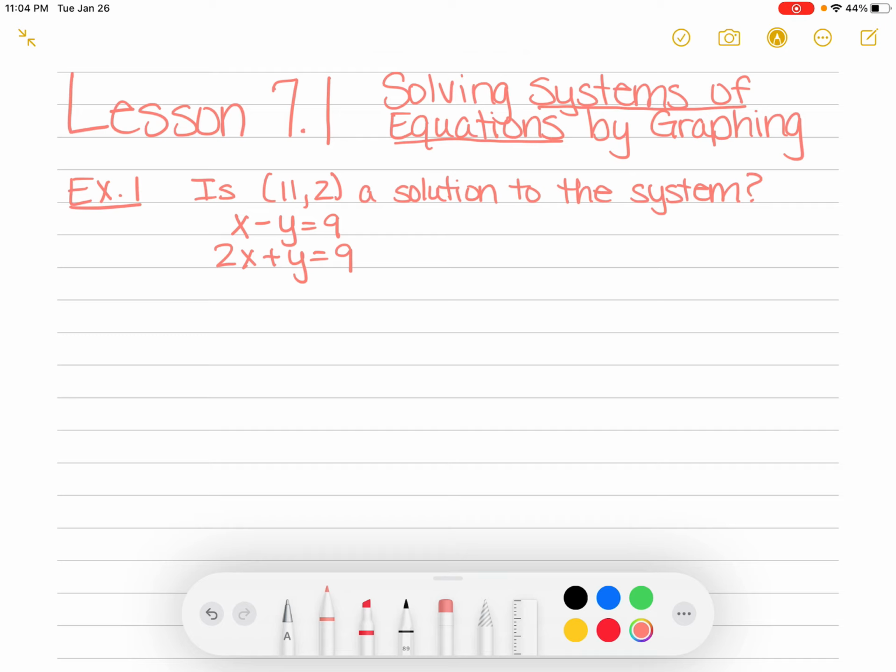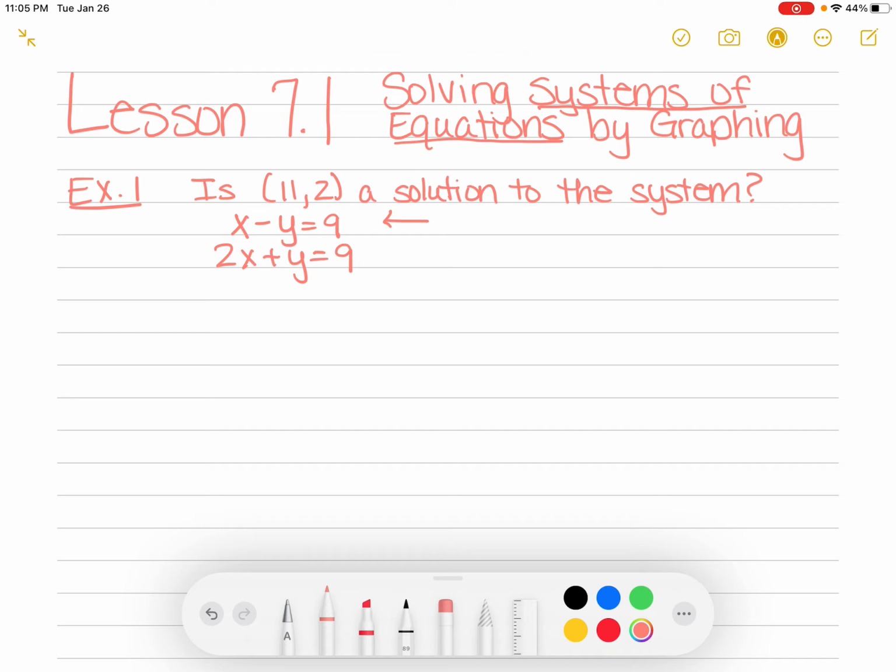So if I only had one equation and I asked, is (11, -2) a solution? You know how to do that. It's kind of like checking your work, okay? But we're not going to call this a check, even though it really is. But we're checking to see if each of those equations works with (11, -2). So let's try the first one.